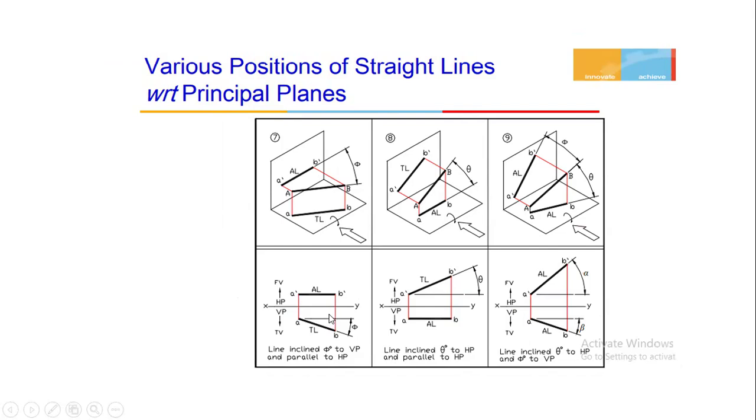So the next case, the line inclined to vertical plane and parallel to the HP plane. So the line AB is inclined to the vertical plane and parallel to the horizontal plane. So you have to draw the front and top view according to the orientation of the straight line with reference to the plane. Here it is inclined to horizontal plane and parallel to the vertical plane, and both inclined to horizontal and vertical plane. So these are the special conditions in the projection of straight line. The problems will be solved based on these special cases.